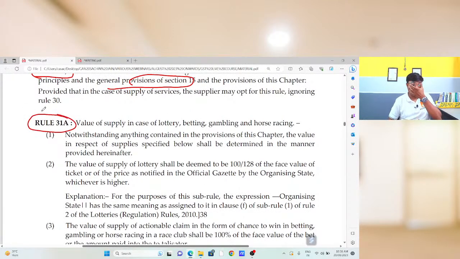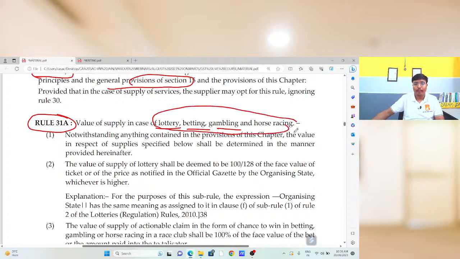Now, rule number 31A, which is specifically applicable in case of lottery, betting, gambling and horse racing. So this rule is also very much important regarding lottery, betting, gambling and horse racing. If someone is going to supply things related to lottery, betting, gambling and horse racing, in that case what will be the value of supply? For determining the value of supply in these specific situations we need to take the help of rule number 31A.